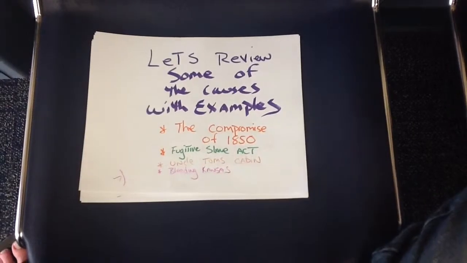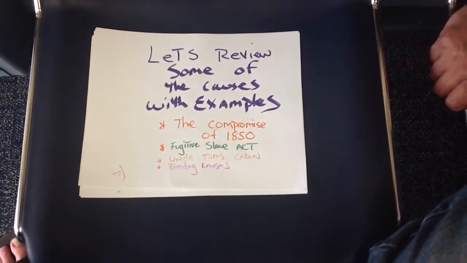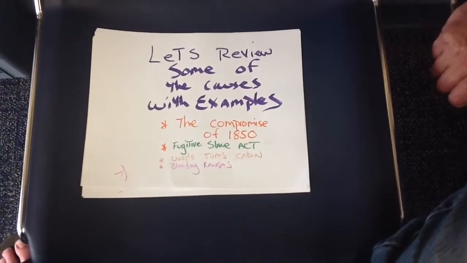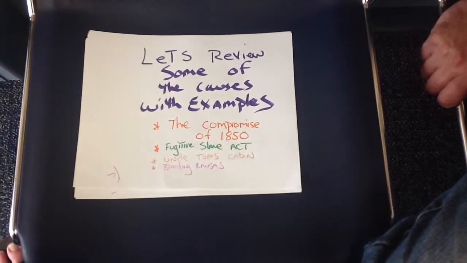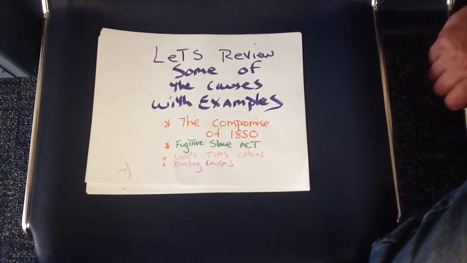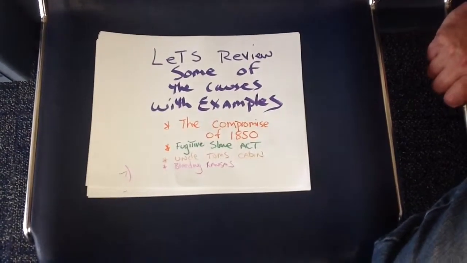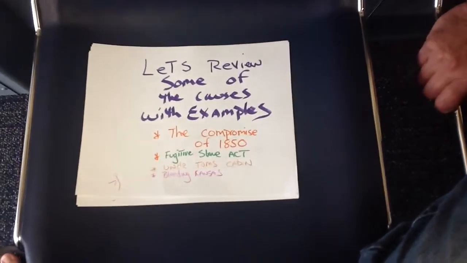So let's probably review some of the causes that we've studied over the past couple of weeks here. Number one was the Compromise of 1850. That was when California wanted to be admitted into the Union. Was it going to come in as a free state or a slave state? And it came in as a free state, and it made the northern states happy. So to appease the southern or slave-only states, the Fugitive Slave Act was passed.